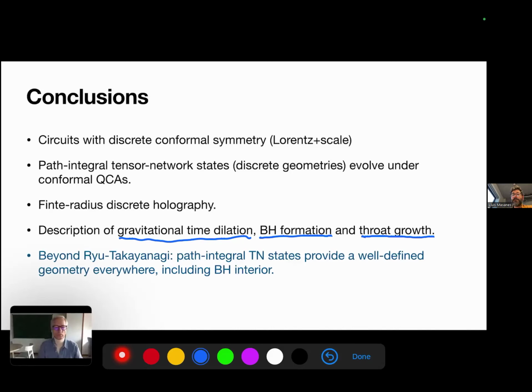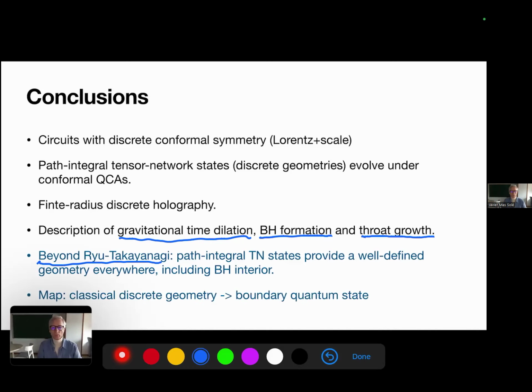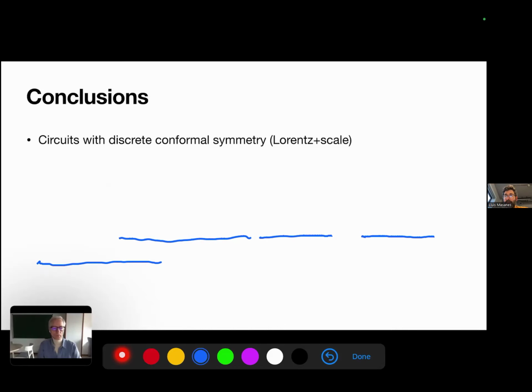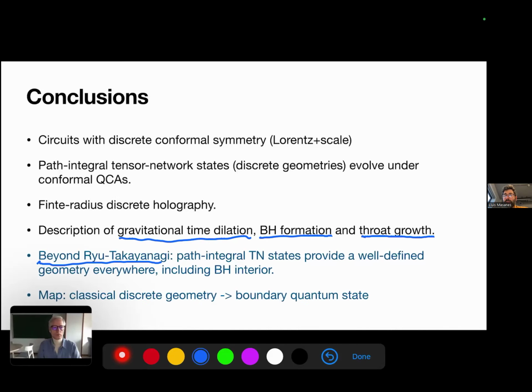All these discrete geometries, these states in the boundary, obey the Ryu-Takayanagi relationship between entanglement and geometry, but they provide more, because these tensor network states provide us with geometry beyond the horizon, while Ryu-Takayanagi duality between entanglement and geometry does not. Okay. That's all I wanted to say.